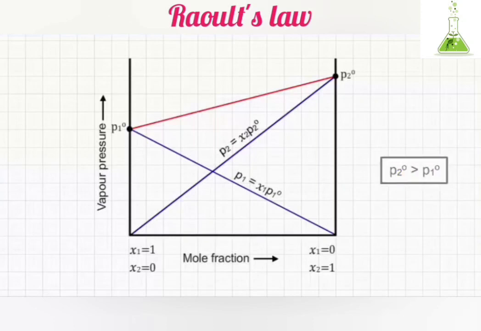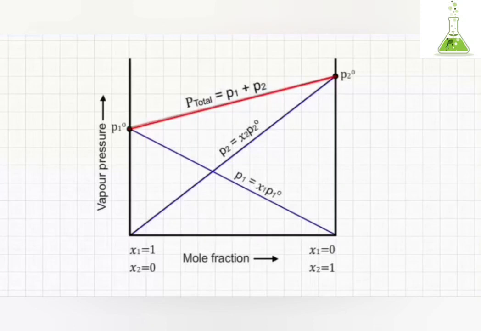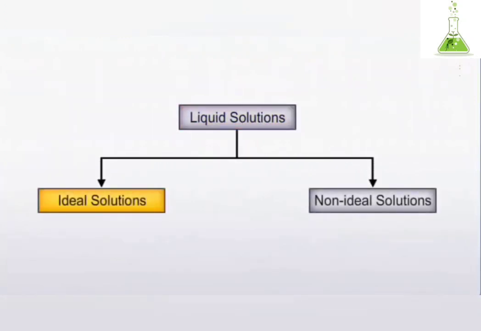Now, according to Dalton's law, the total pressure of the binary mixture, P total, is the sum of the individual partial pressures, that is P1 and P2. Here the solid red line indicates the plot of P total versus mole fraction. Based on Raoult's law, liquid solutions can be classified into two: ideal solutions and non-ideal solutions. First we will discuss ideal solutions.